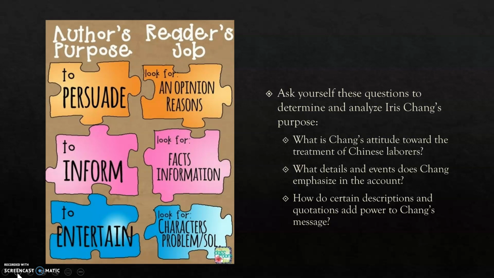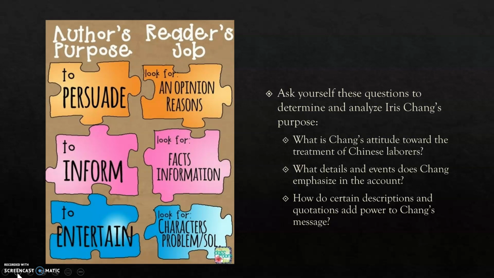Now, as you read, you should be asking yourself these questions to determine and analyze Iris Chang's purpose. What is Chang's attitude toward the treatment of Chinese laborers? What details and events does Chang emphasize in the account? And how do certain descriptions and quotations add power to Chang's message? These are 3 questions you will absolutely be answering as we read this text.